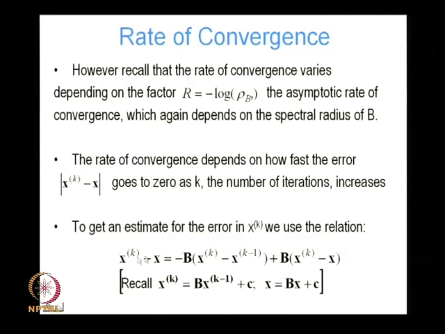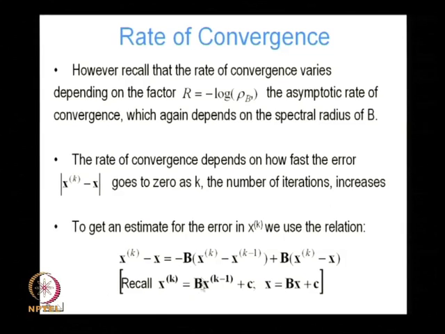To get an estimate of the error in x k, we use the following relation. Recall that x k is equal to b x k minus 1 plus c. That is standard for a stationary iterative method, right? So, we can write x k minus x as b x k minus 1 minus b x, since minus b x k plus b x k cancels out, and recall that x is equal to b x plus c.